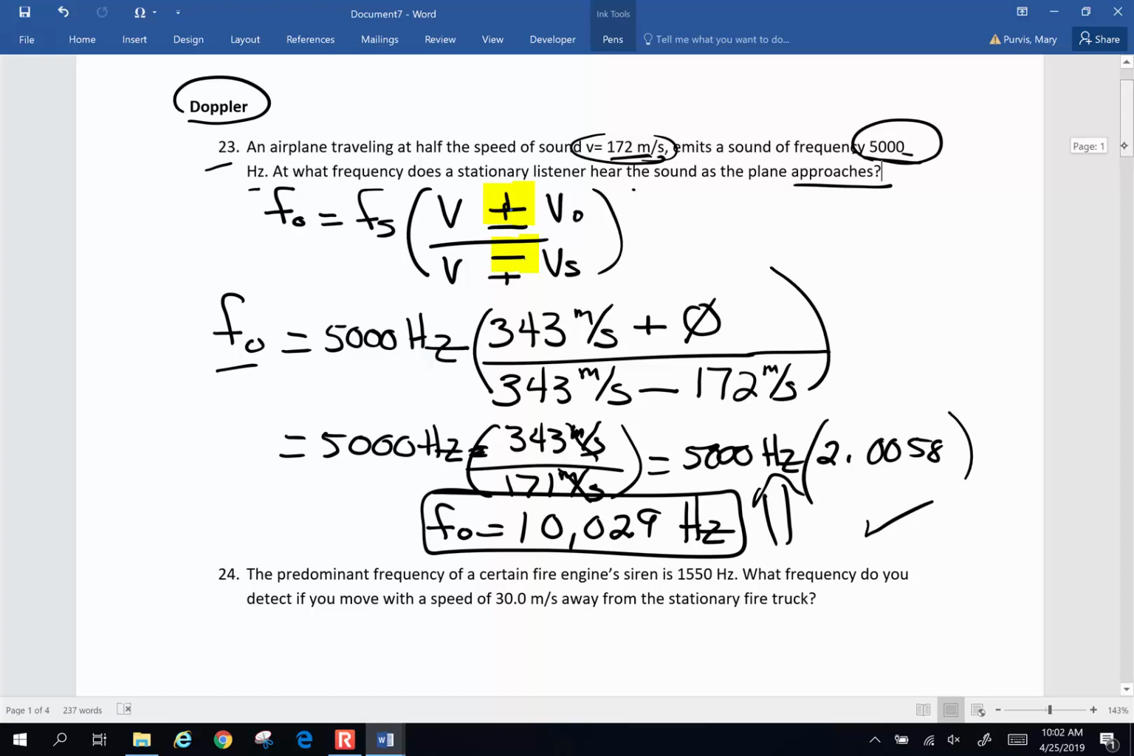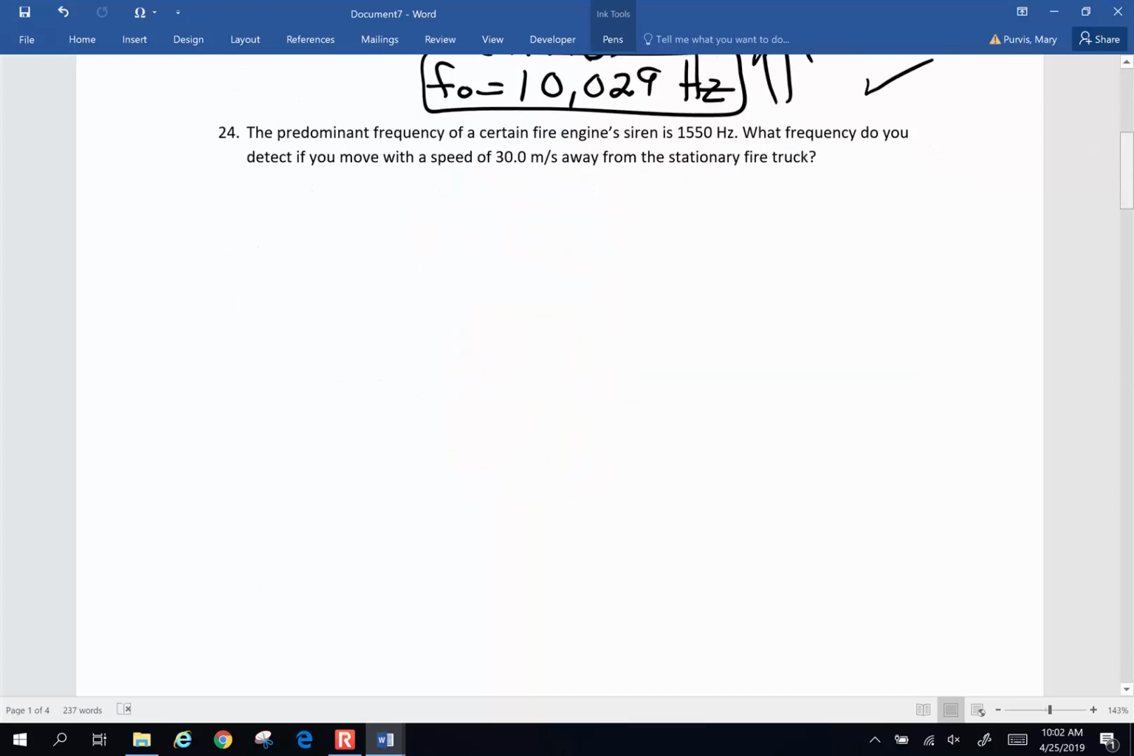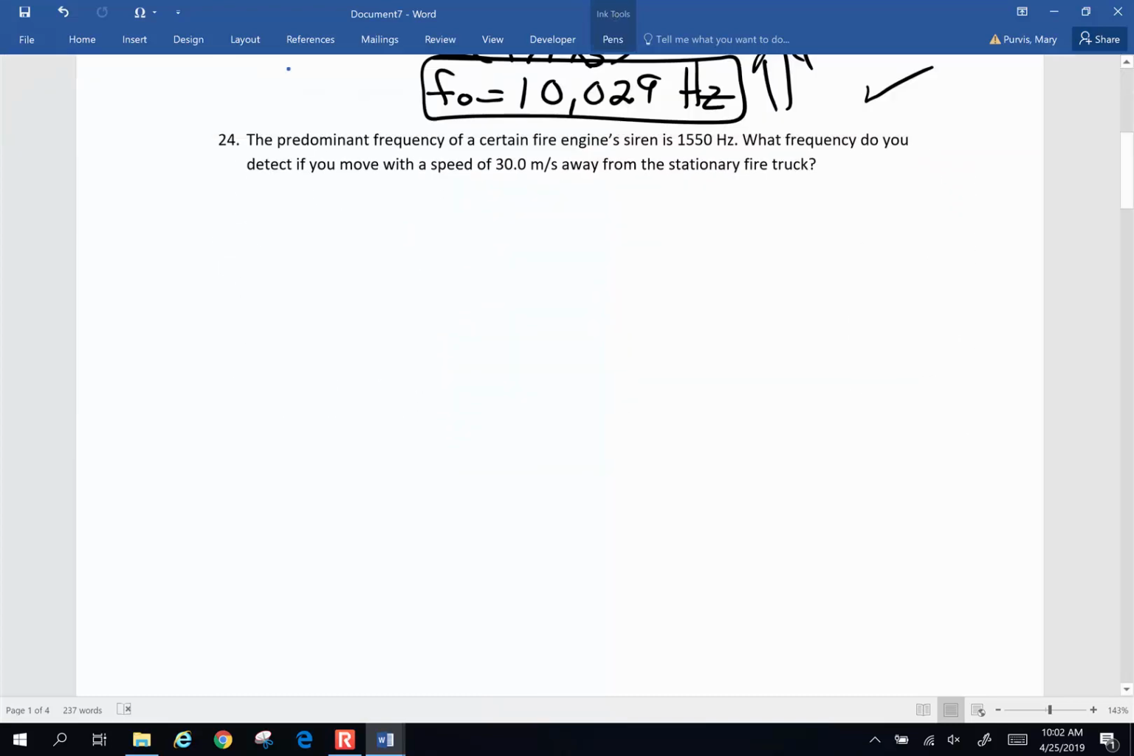All right, number 24. Here goes. Problem says the predominant frequency of a certain fire engine siren is 1550 hertz. What frequency do you detect if you move with a speed of 30 meters per second away from a stationary fire truck?